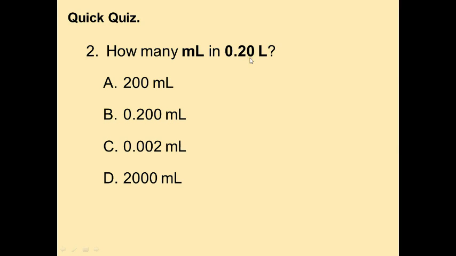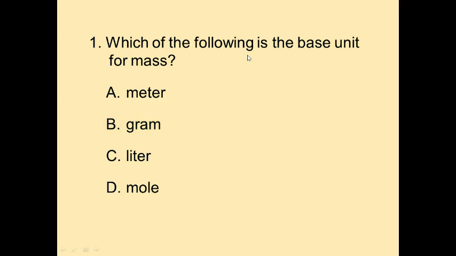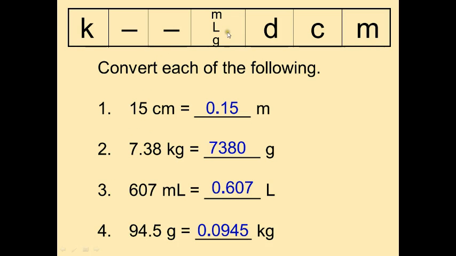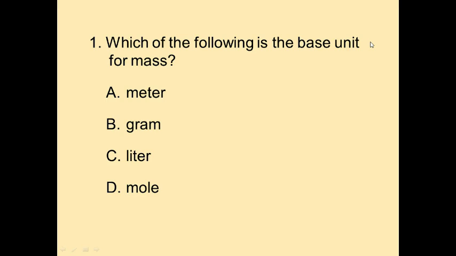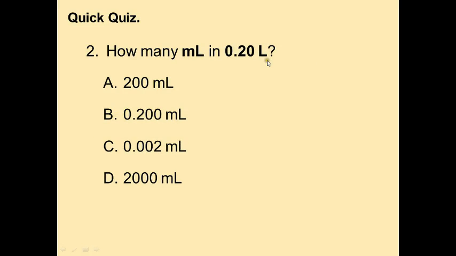And how many milliliters are in 0.2 liters? So if we go back to the decimal moving trick chart, you have 0.2 liters and you want to go to milliliters. So you move the decimal one, two, three spaces to the right, and you put in a zero if it moved farther. So you would get 200 milliliters if you move the decimal place three spaces to the right.